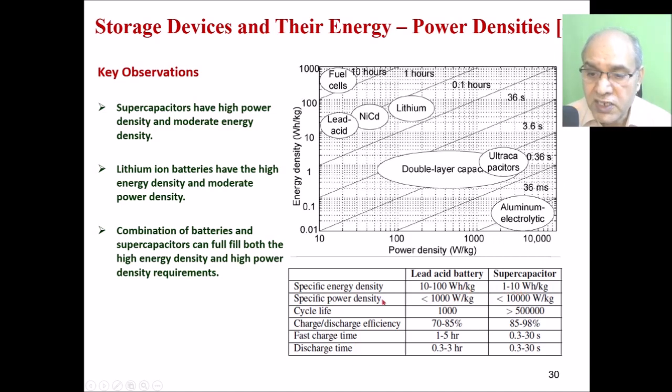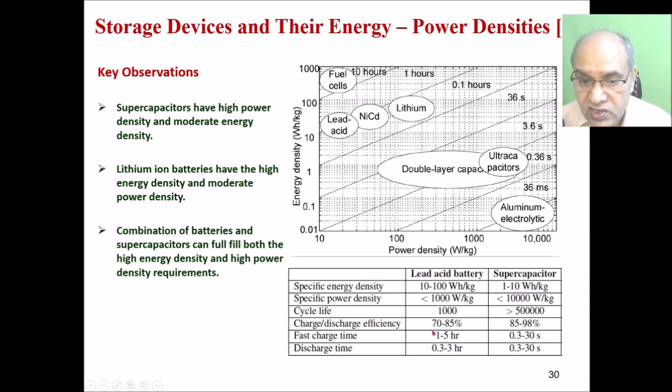Now if you come to power density, the power density of the supercapacitor is 10,000, which is 10 times the power density of the lead acid batteries. So energy density is 10 times more for a battery, and power density is 10 times more for the supercapacitor. So they have complementary functionalities. When we add them together, it makes a very nice storage system in terms of energy and power density. Cycle life for the supercapacitor is very high, almost 500,000 cycles, and for the battery it is 1000.